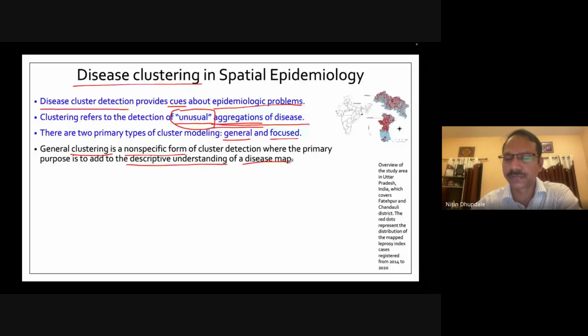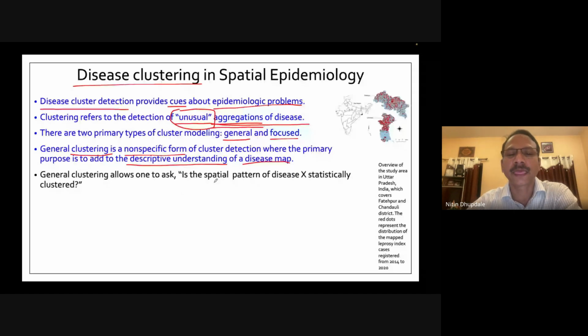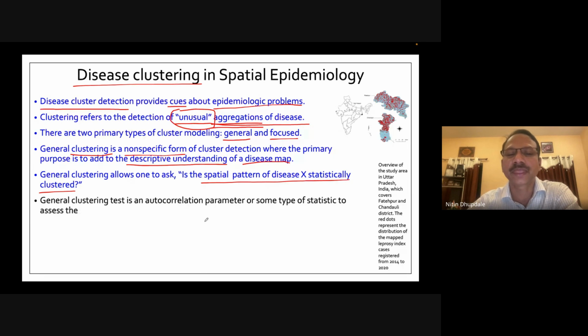It also allows us to get some statistical clustering. So it allows us to ask the question, is the spatial pattern of this disease X statistically clustered? We use some statistics to say that there is evidence of statistical clustering of the cases happening. So we use different statistics to come to that conclusion.